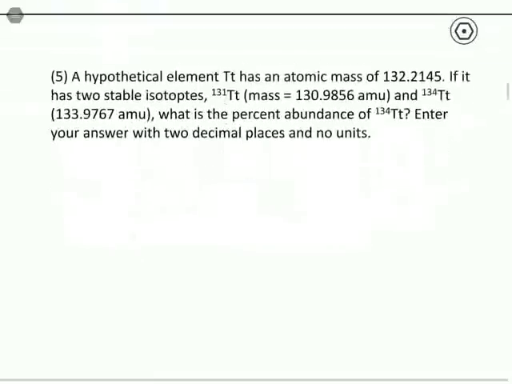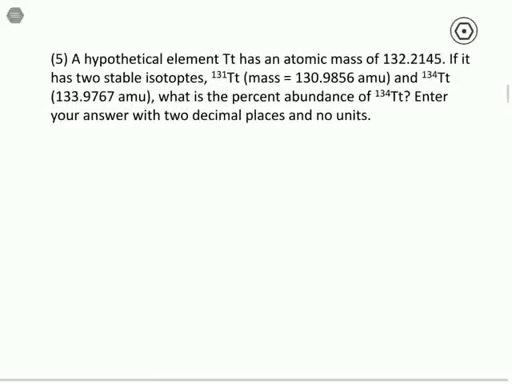So we're onto some new things now. This first one is about atomic mass and the definition. The hypothetical element TT has an atomic mass of 132.2145. Yes, I use that symbol because it's my initials. Forgive me for that. If it has 2 stable isotopes, 131 and 134, what is the percent abundance of 134?